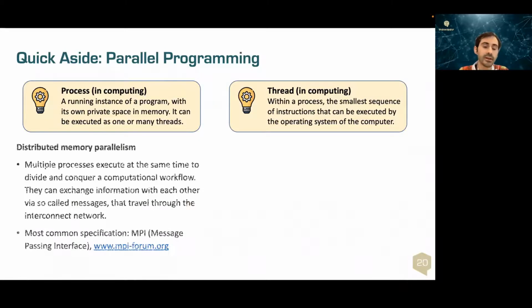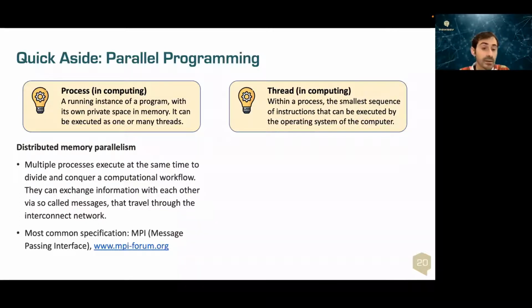Why am I saying that to you? One of the most common programming models for high-performance computing is distributed memory parallelism. This paradigm makes use of multiple processes of the same program that execute at once to divide and conquer a large computational workflow. It's called distributed memory because these processes can run on distinct compute nodes, so on distinct pieces of hardware. Whenever they need to communicate, to exchange information, they do that via so-called messages, which travel through the interconnect network that connects the nodes together.